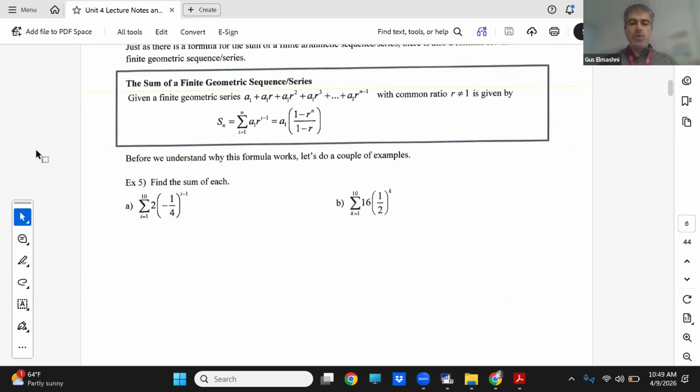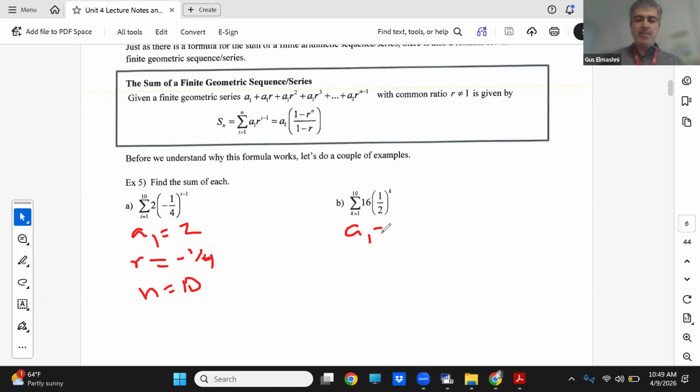What's your first term for part A? What's your ratio? What's your n? By the way, what if I did i equals 2? What's your n now? We go from i equals 2 to 10. That'd be 9 terms, right? That'd be kind of sneaky. And your first term is not going to be 2 in this case, right? Because you're plugging in 2. But anyhow, not sure I'll be that cruel.